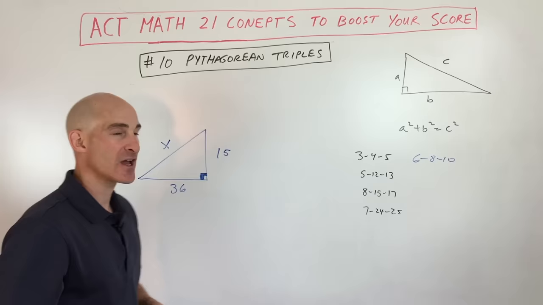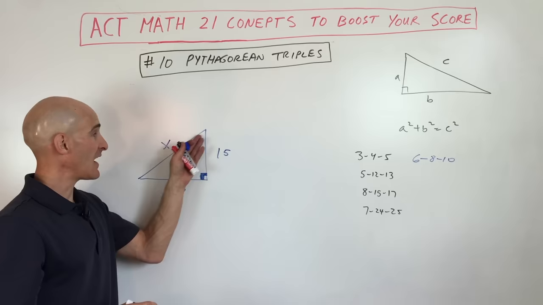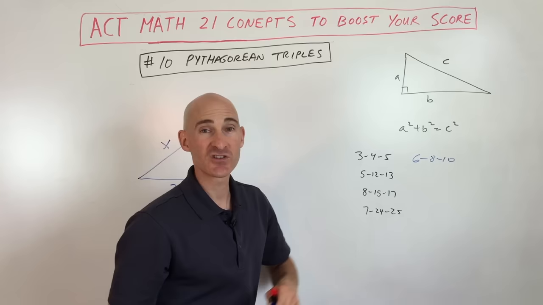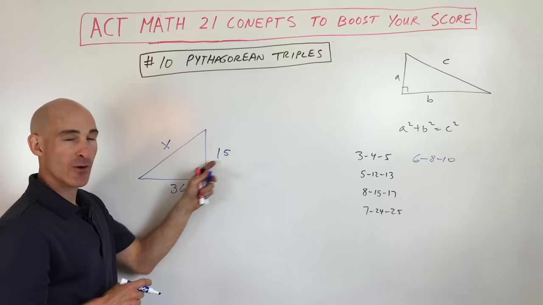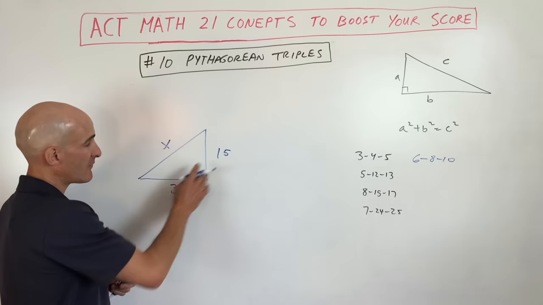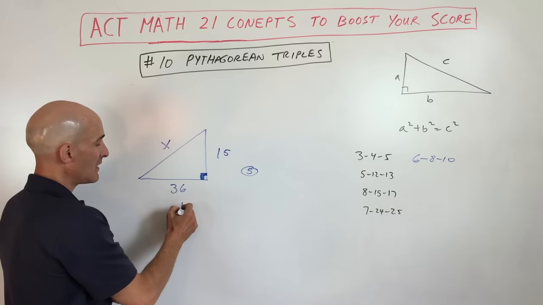We've got a right triangle here, and they give us the two sides or the two legs, 15 and 36, but they ask us to find the hypotenuse x. Now you could go ahead and substitute into the Pythagorean theorem and solve for C, and that's perfectly fine. But what you might want to do is say, well, what can I divide both of these by? What's the greatest common factor? Well, it looks like I can divide a 3 out of both of these. They both have a 3 in common, so I could write this as 5 and this as 12.